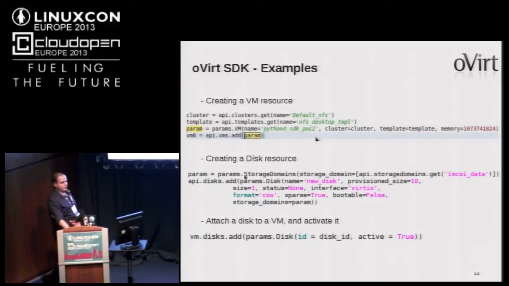If I would like to create a new disk, I say what storage domain I want to create the disk on. And in here, we just say API disks add to create a new disk entity. The parameters are the name, the size, status, interface, format, and so on. Once you've created a new disk, you can attach it to the VM, again using vm.disks.add, because we add a new disk resource in the VM, passing the disk ID and saying we would like to activate it now. We support hot plugging of disks in oVirt, so you can do that.